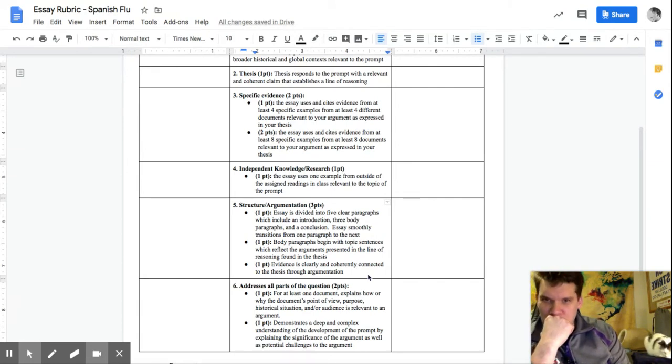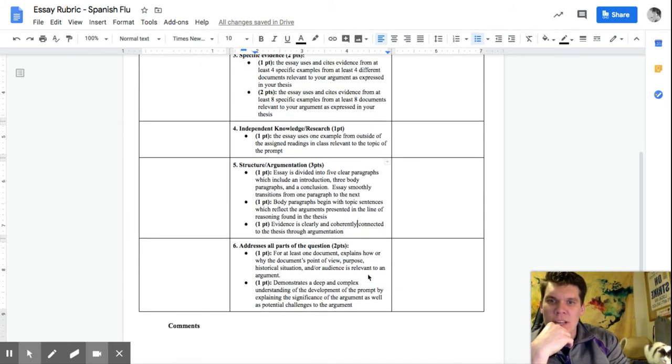Lastly, your number 6 rubric point is for at least one document. You explain why the document's point of view, purpose, or historical situation and/or audience is relevant to the argument. Is there a particular document where the person who wrote it needs to be addressed in terms of why they might be biased? Remember, when we look at point of view or purpose, you want to consider who a person is, and does that influence how believable they are? Let me try to explain that again.